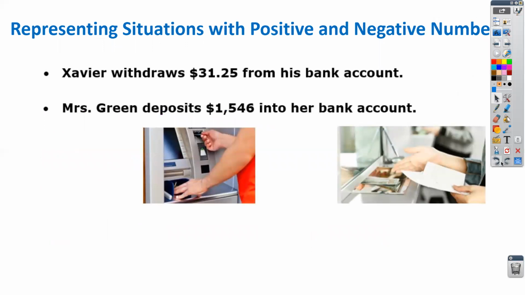So let's talk about positive and negative. It says Xavier withdraws $31.25 from his bank account. Is that positive or negative? Good, negative. Miss Green deposits $1,546 in their bank account. Positive or negative? Good, positive.